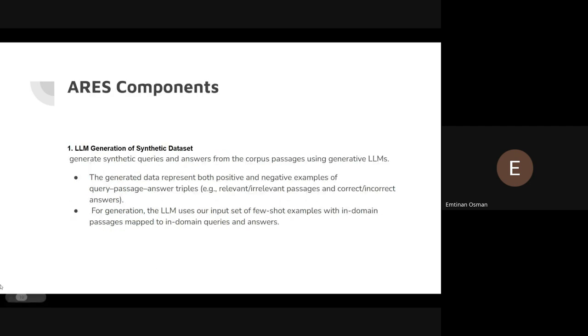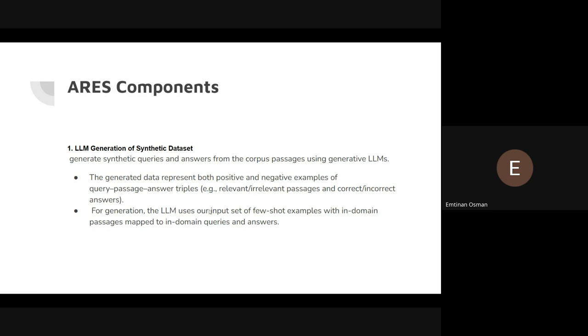I'm just going to reiterate, for ARES, they're generating a synthetic dataset, generating queries and answers from the corpus. Given a corpus of data, they generate queries and answers using generative LLMs. So you'll have query, passage, answer triplets, basically.